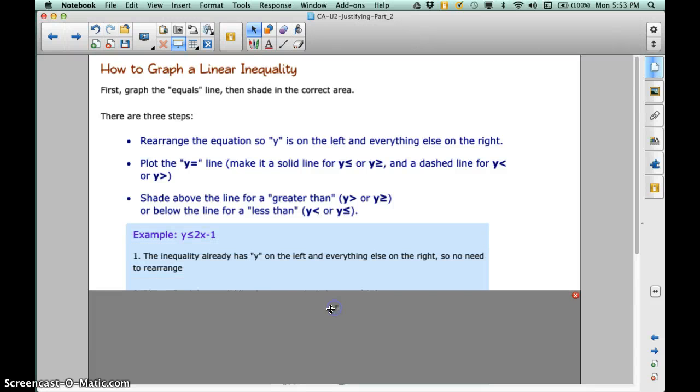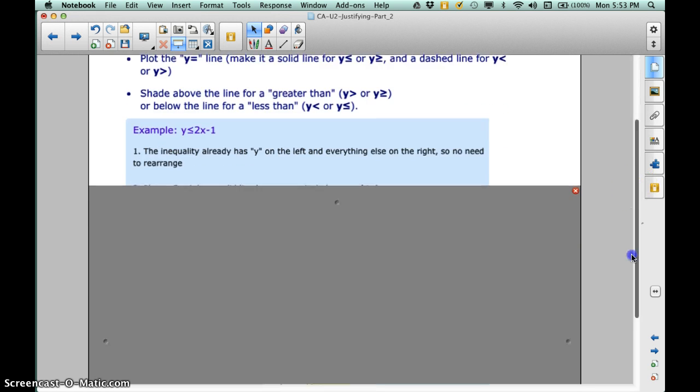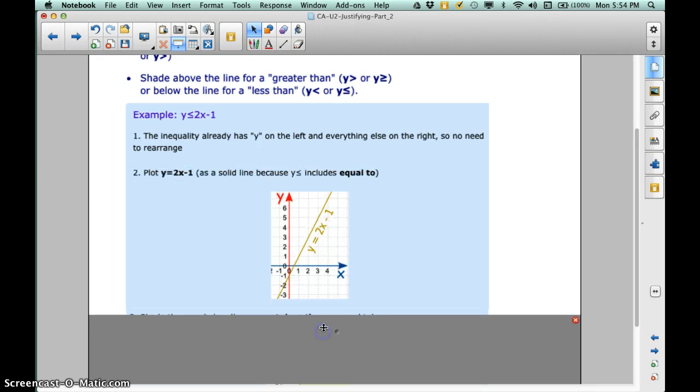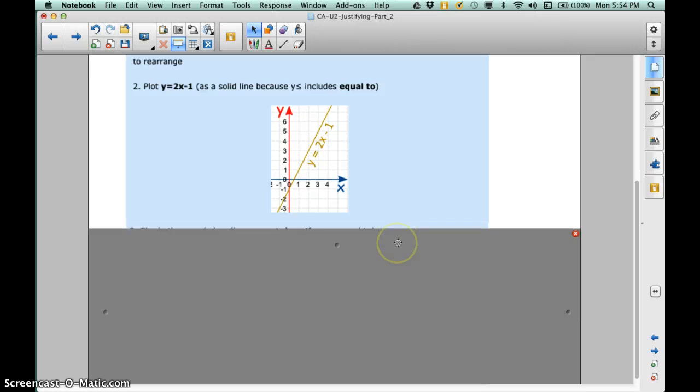So an example here is the inequality y is less than or equal to 2x minus 1. The inequality already has the y on the left and everything else on the right. So basically slope-intercept form. So there's no need for us to change anything around, but you should always check for that first. Next, we're going to plot the y equals version of this inequality, and we're plotting it as a solid line because the less than or equal to includes that equal to symbol, which means we're including the line itself.